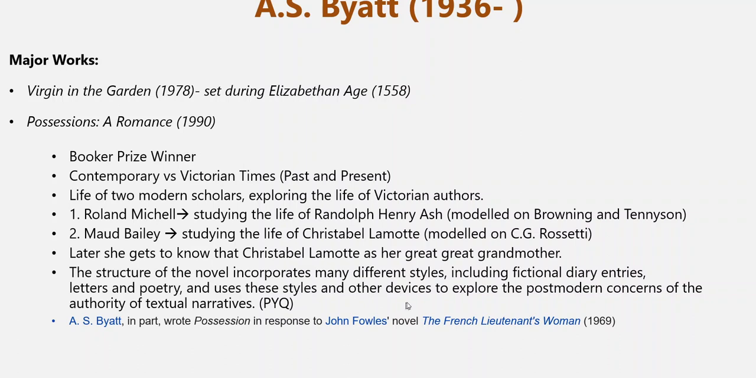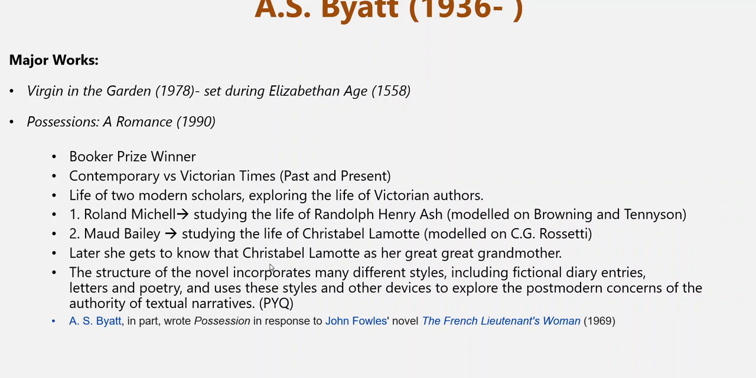So, Roland Michell is studying the life of Randolph Henry Ash, who was modeled on Browning and Tennyson. Then, Maud Bailey is studying the life of Christabel Lamotte, who was modeled on C.G. Rossetti. These are very important characters to remember, because from Possession questions have already been asked. Once a question has been asked from the title, a second time they have asked this question.